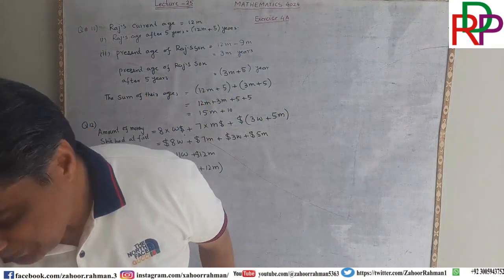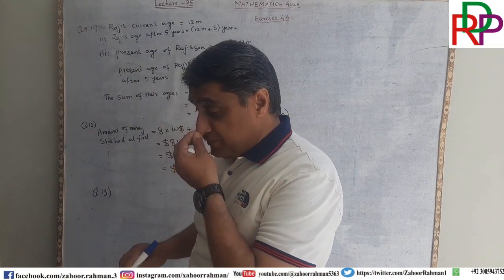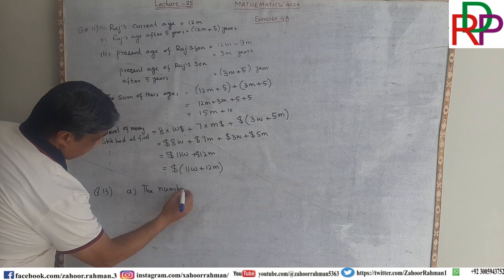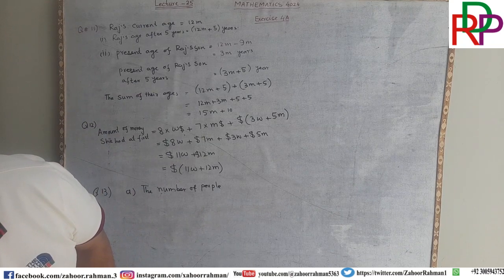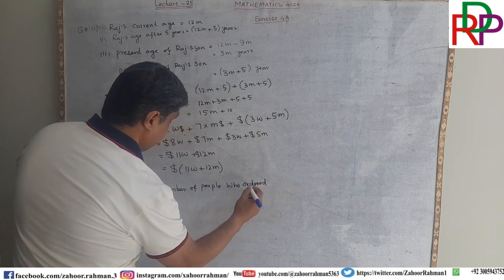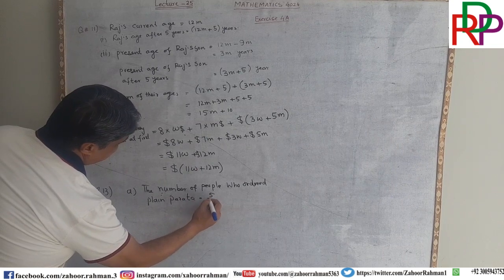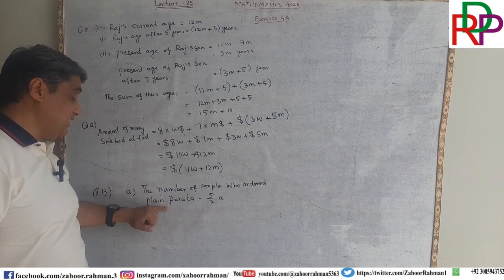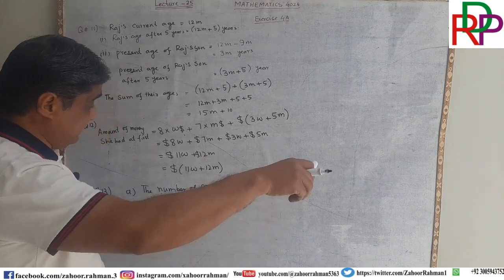They are saying that in the A part, if A people order egg paratha, the number of people who ordered plain paratha is equal to 5 divided by 2, a, because 5 people order plain paratha and 2 people order egg paratha, so you have to write 5 in the numerator.